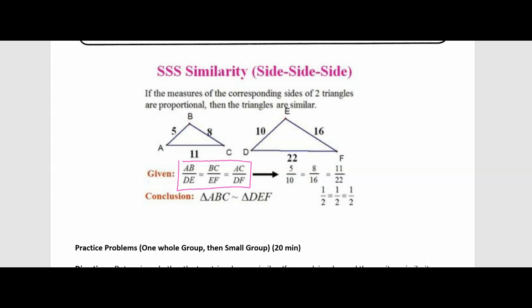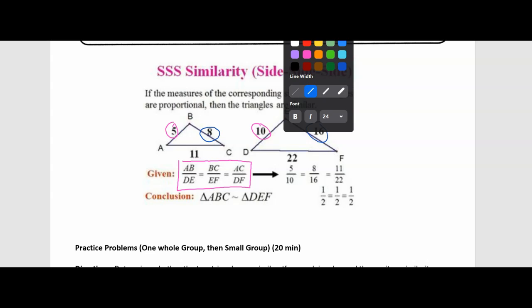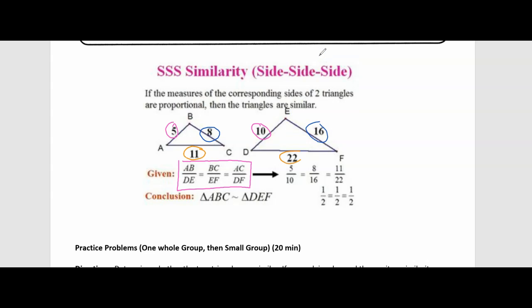And again, we already talked about this, but if you're unsure of how we match up the sides, well, you go smallest and smallest, middle and middle, and large and large. And that's how you set up your ratios. So you can use any of these three. All three of these will prove that the triangles are similar.